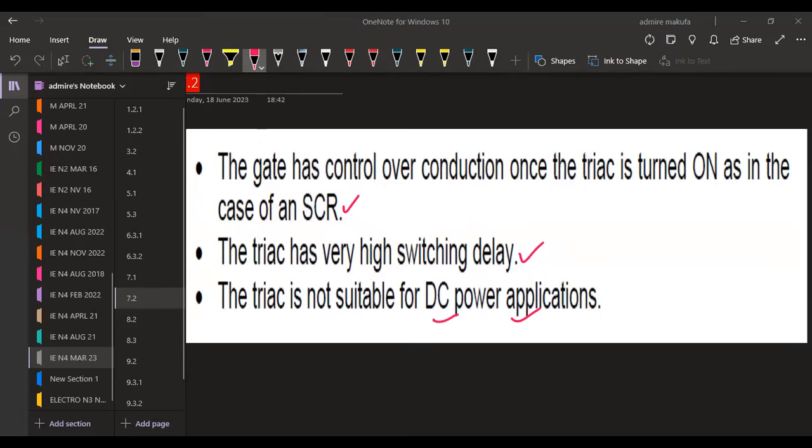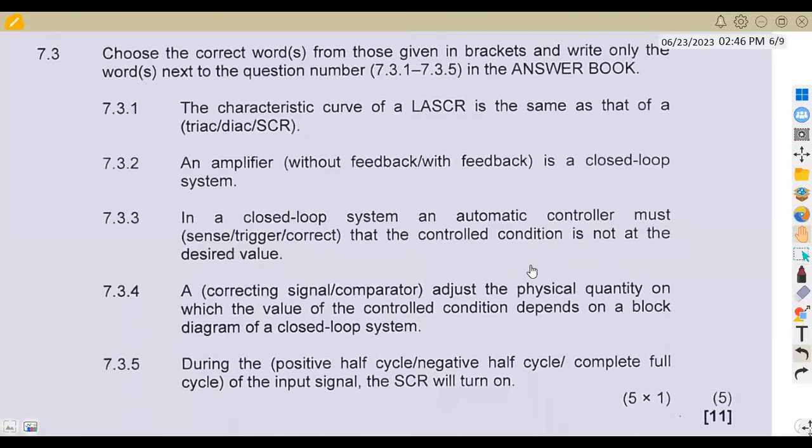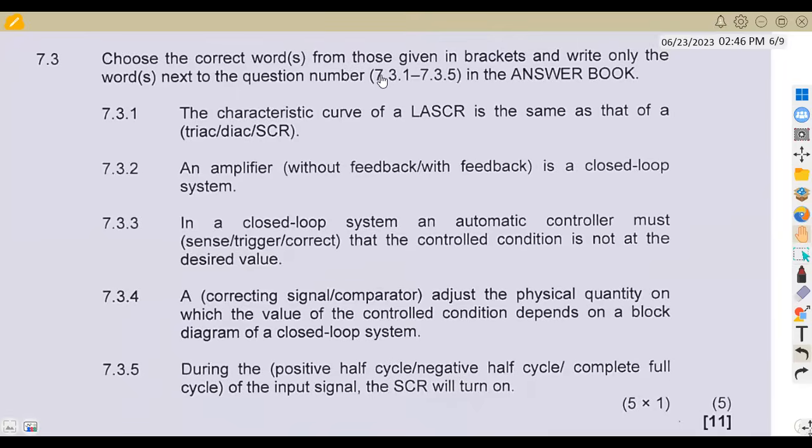All right, then 7.3, choose the correct word or words from those given in brackets. So you're given these ones. The characteristic curve of an LASCR is the same as that of a triac, a diac, or an SCR. So what is it that is the same? Remember, we are told before that these two go hand in hand with an SCR, all right? So this is the same as an SCR. So that was our first one.